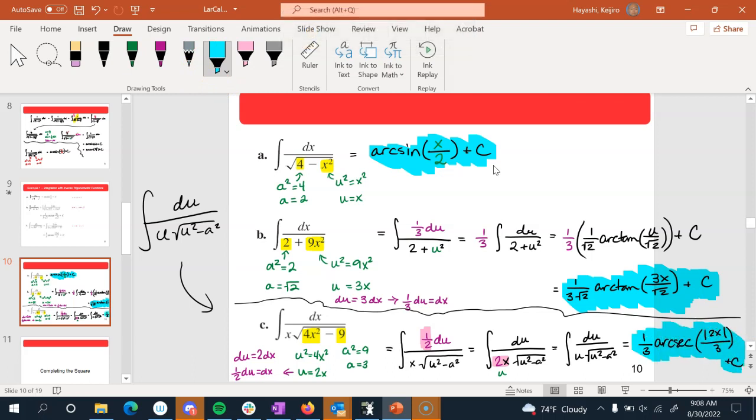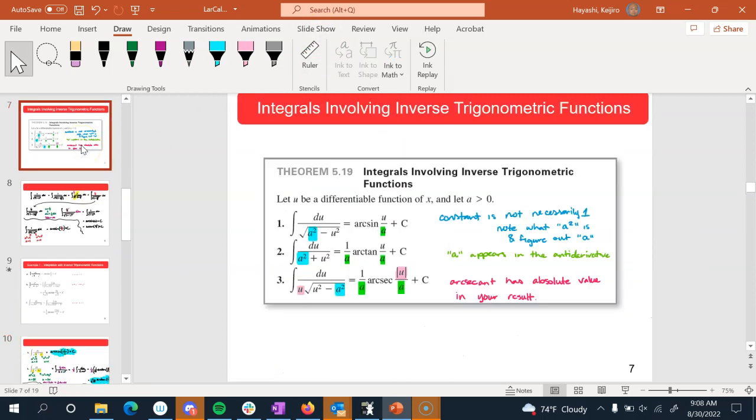So there you have it. At worst, there's a little bit of u substitution, generally in terms of just needing an extra constant or moving out a constant. Other than that, it's just identifying what a and u are, and then just throwing those into these formulas here.